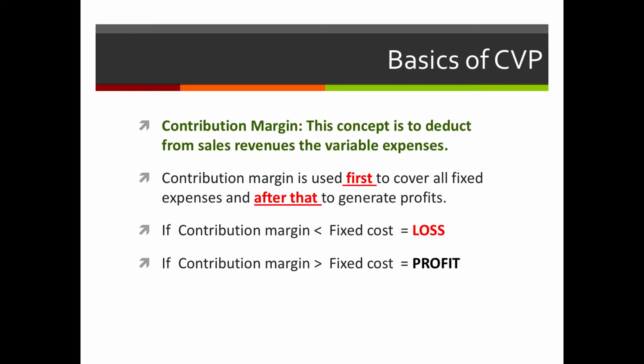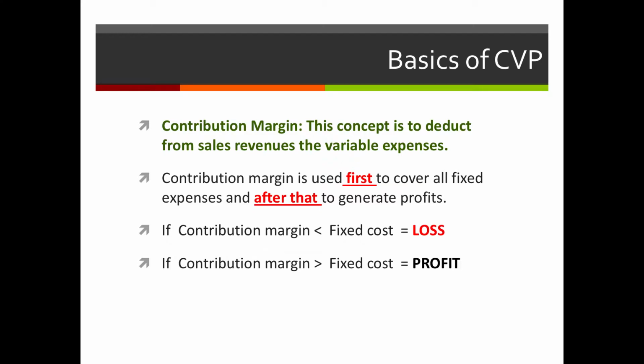So now we have to switch our mind, and instead of classifying the cost according to its function, like selling expenses or factory expenses, we have only two separations. Are they variable or are they fixed? That's why we worked in the first topic on separating the mixed expenses into their fixed part and their variable part, okay? So, contribution margin is used first to cover all fixed expenses, and after you pay all your fixed expenses, you may generate profits.